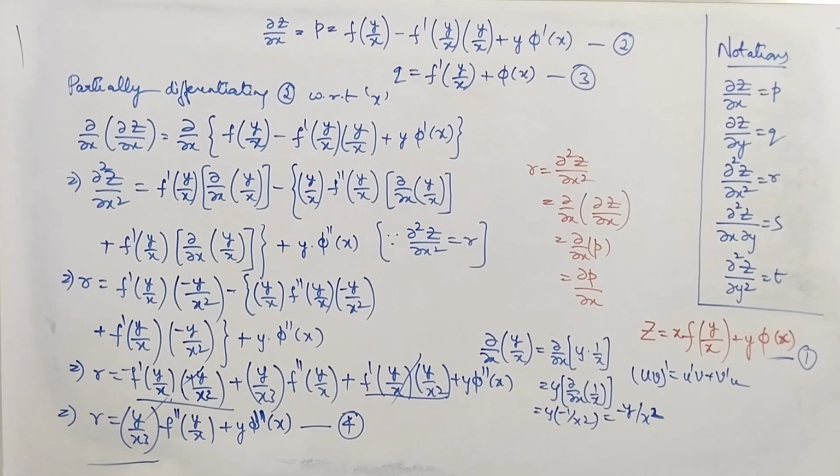And I did one more mistake here, that is y into y is y square, you'll get y square here, x into x square is x cube, which is right. And here it is y square, it's not just y by x cube, it's y square by x cube. Okay.